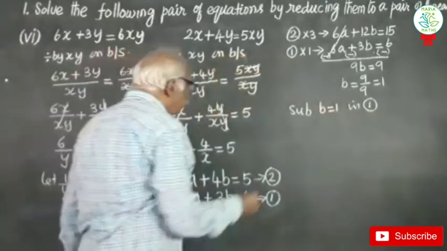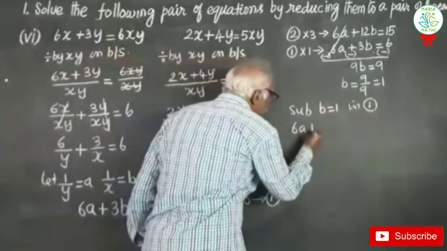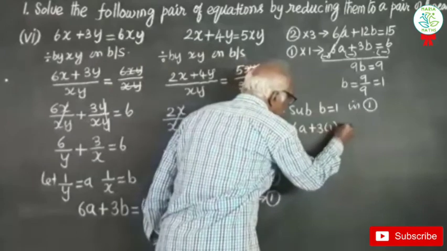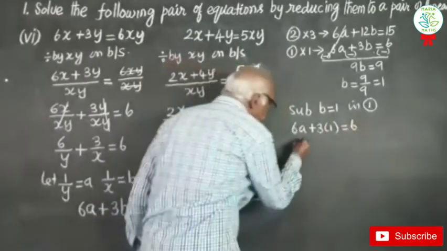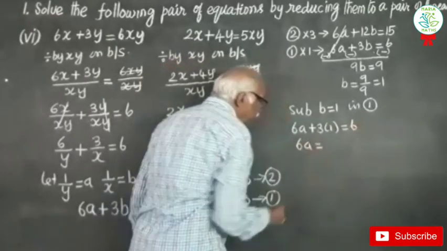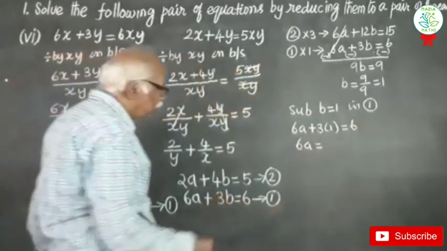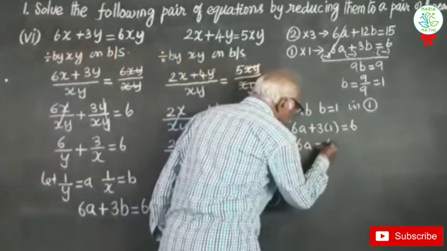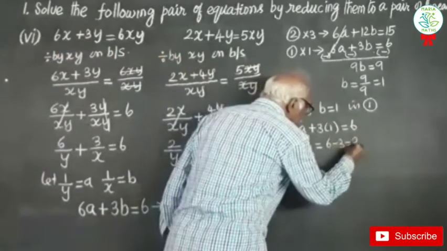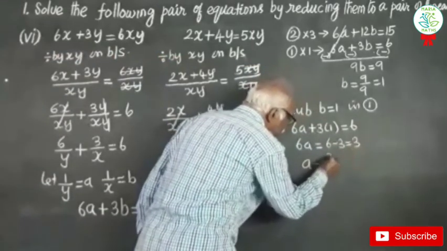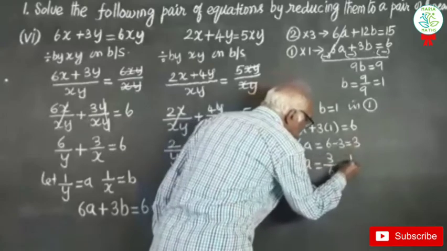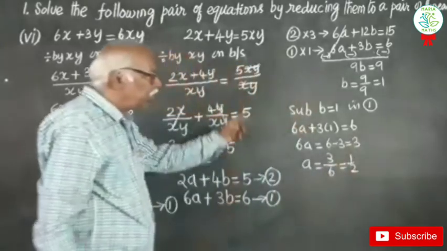6a plus 3b. 6a plus 3 into 1 equal to 6. 6a equal to 6 minus 3, 3. a equal to 3 by 6 is equal to 1 by 2. We got a and b.